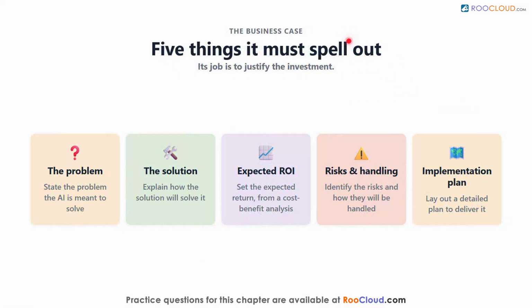Let's begin with the business case itself. Any proposed AI solution should come with a documented business case whose job is to justify the investment. At a minimum, it should spell out 5 things. It should state the problem the AI is meant to solve, explain how the solution will solve it, set out the expected return on investment based on a cost-benefit analysis, identify the risks and how they will be handled, and lay out a detailed implementation plan.